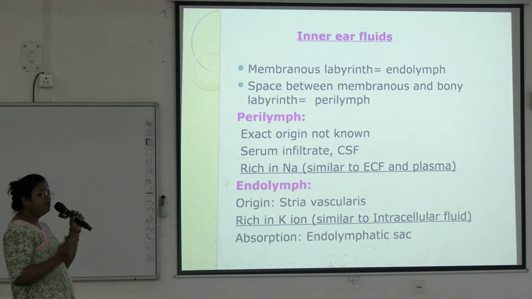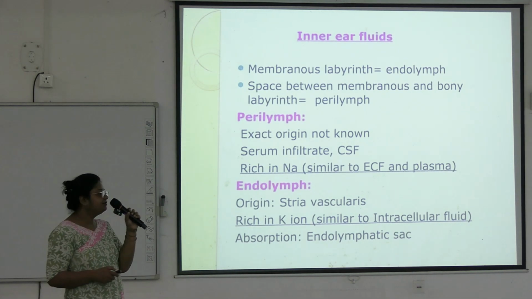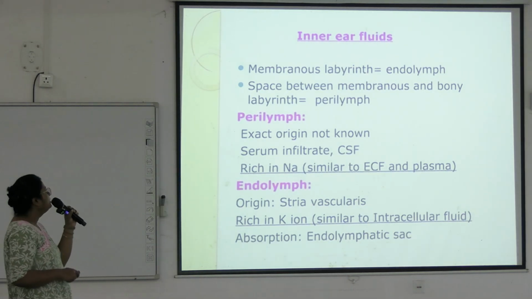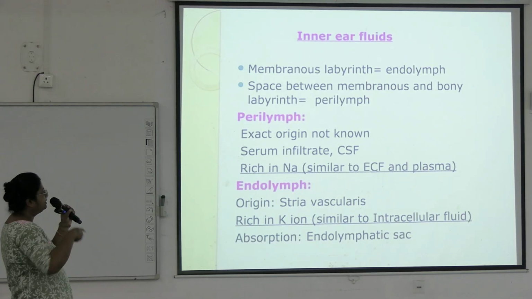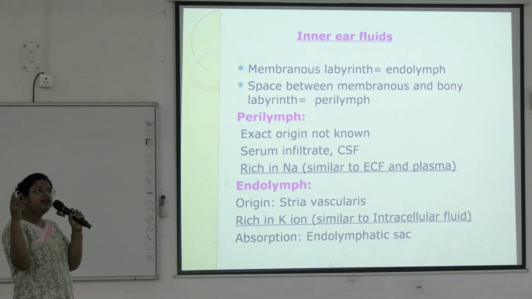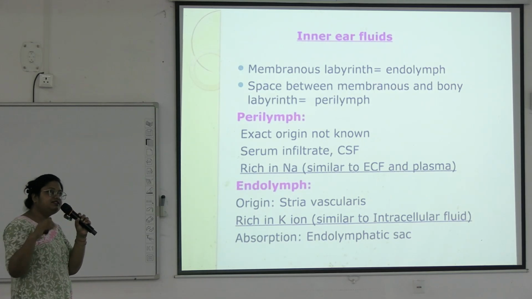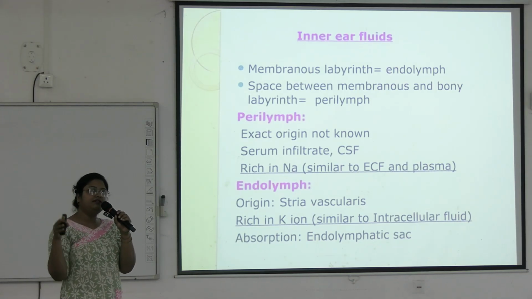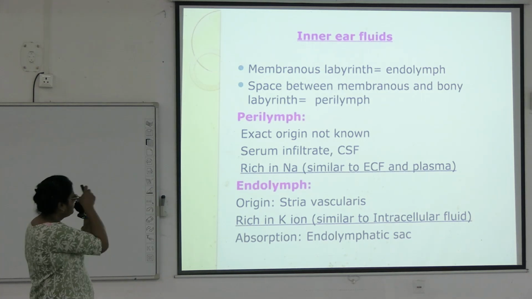There are two types of fluid in the inner ear: endolymph and perilymph. The membranous labyrinth contains the endolymph, and perilymph lies in the space between the membranous and bony labyrinth. The outer covering is the bony labyrinth, and inside it membranous sacs are there. Inside the membranous sac will be the endolymph, and in the space between the outer bony covering and the inner membranous sac, there will be perilymph.